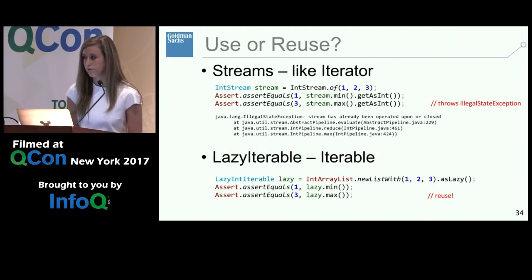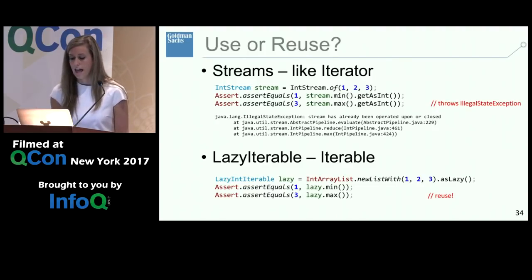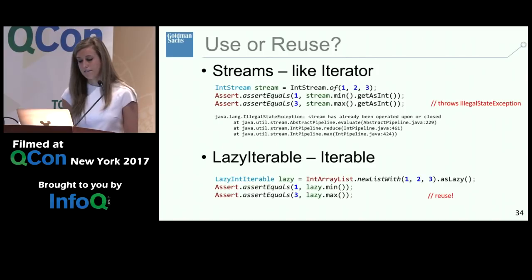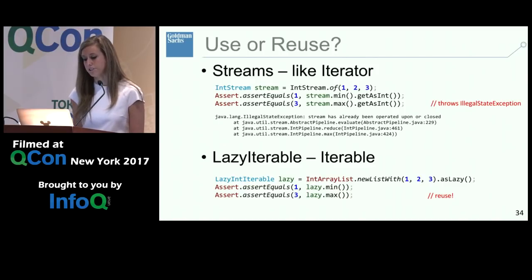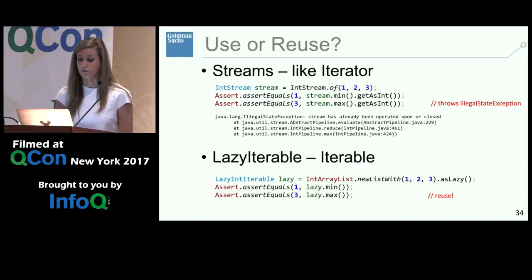So use or reuse. Streams are like iterators. Once you use them, you can't use them again. In this example, we're creating an IntStream of 1, 2, and 3, and we're calling min().getAsInt(). We get 1. Great. And then when we try and call max on the stream, we get an IllegalStateException saying the stream has already been operated upon or closed. So unfortunately, we can't reuse this stream once we've already used it once.